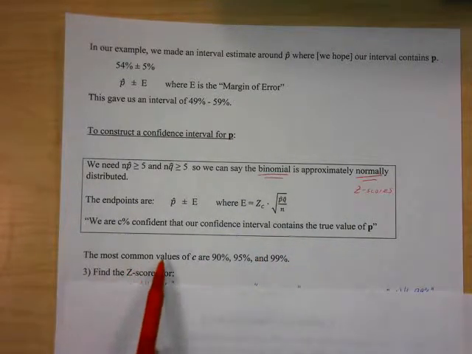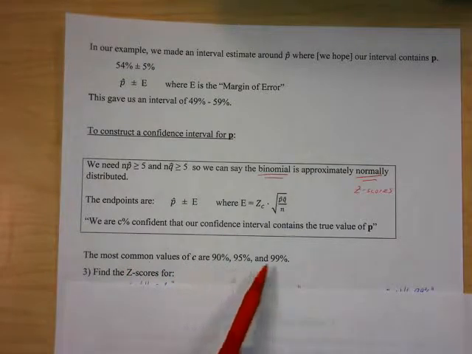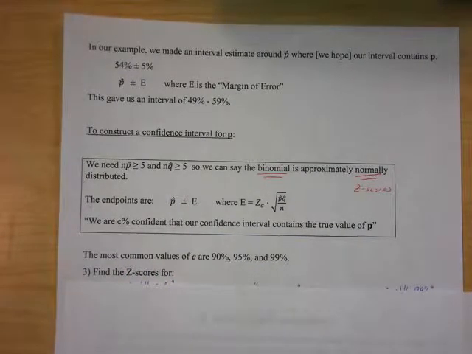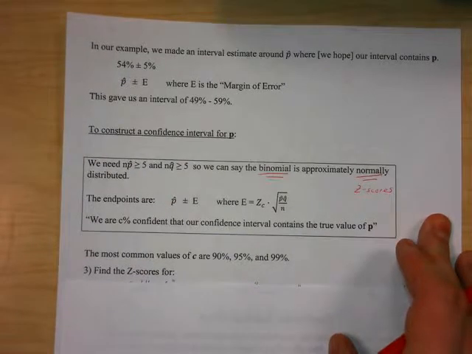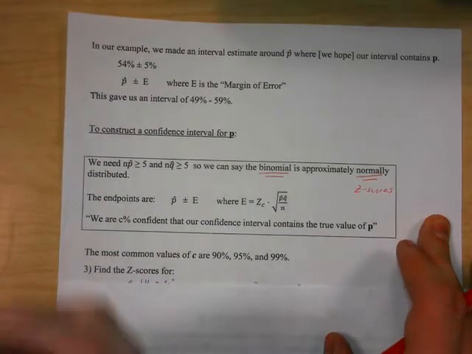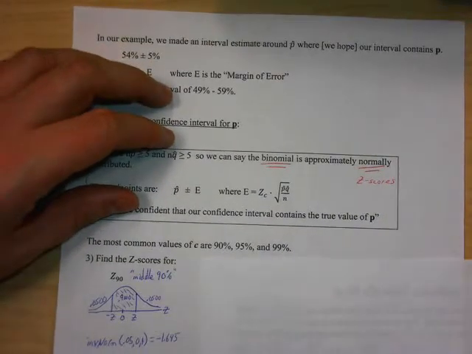The most common values of C are 90, 95, and 99%. So think about when you make a prediction about something or estimate something, you want to be confident in your answer or in your estimate. Well, you don't want to be 5% confident. Like if I ask you to pick the Super Bowl winner or pick a winner of an event, you don't want to be 5% confident. You want to be like 90% confident or 95% confident. Okay, so those are common values for C. Okay, so what does that mean?